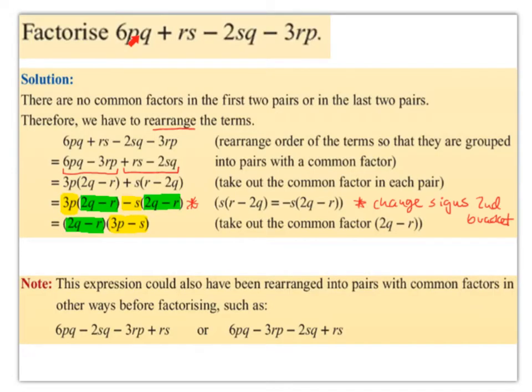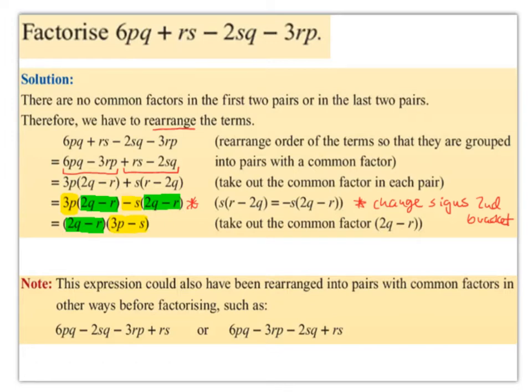Factorize 6pq plus rs minus 2sq minus 3rp. So we have 4 terms, and we have a look and we see if there is a HCF, a highest common factor. And you will see that there is no number or letter that will divide into all 4 terms.